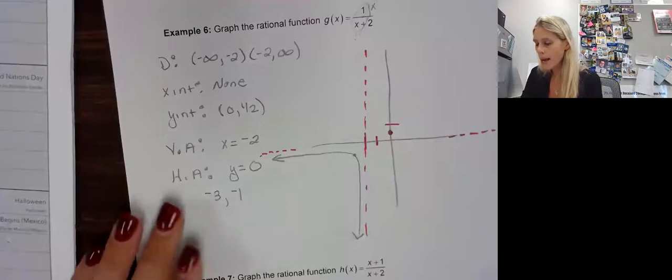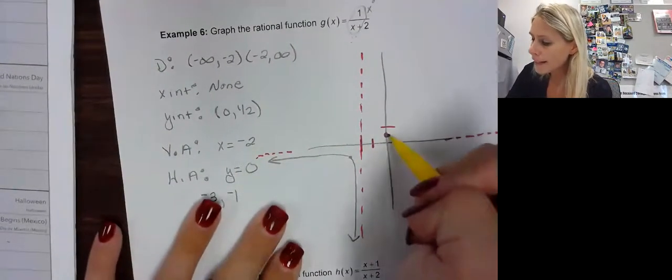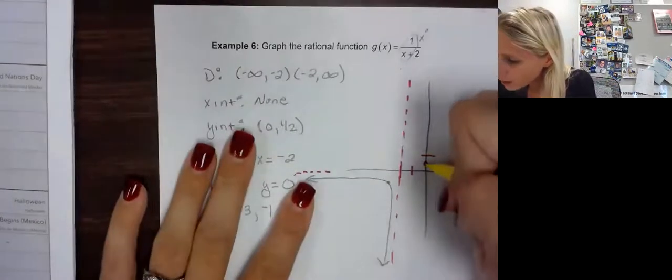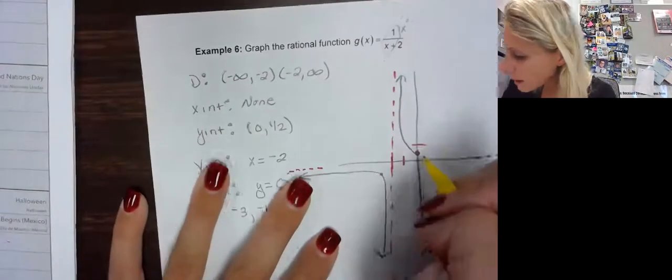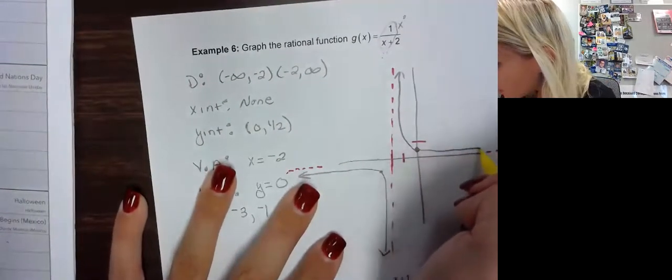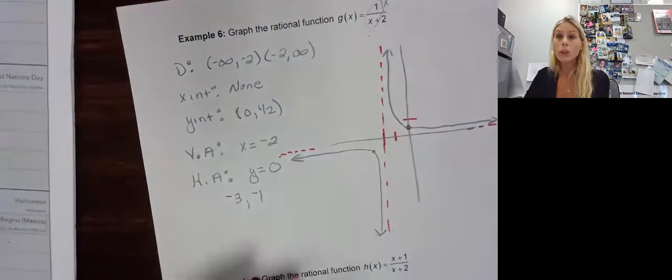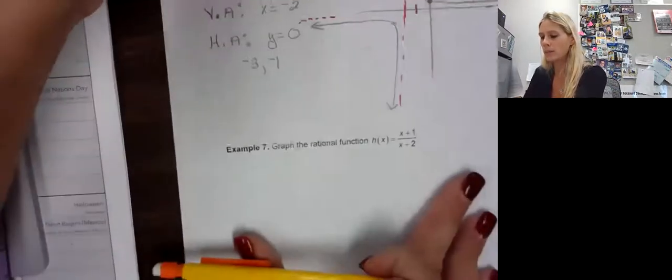And on the other side, well, again, we know it's up here, right? So it can't cross this x-intercept since we have none. So I automatically know that this one is going up, and this one comes really close to the horizontal, and we're done. We just graphed a rational function without our calculator.